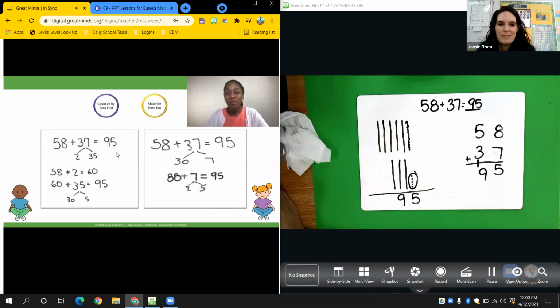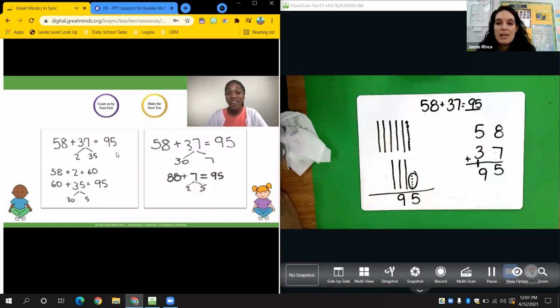Here I have 2 labels, mathematicians. One says make the next 10, and the other says counting on by 10s. Which label best describes the solution strategy for each of our students? What do you think? Take a moment to think. Which one would best be described as count on by 10s first?